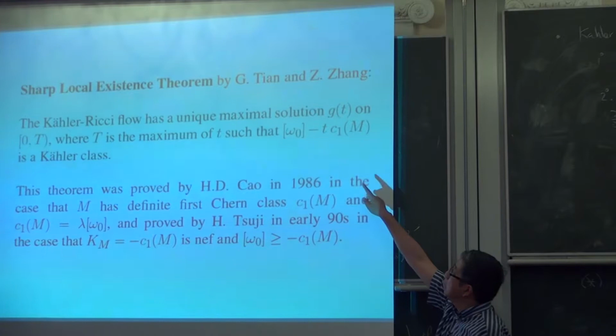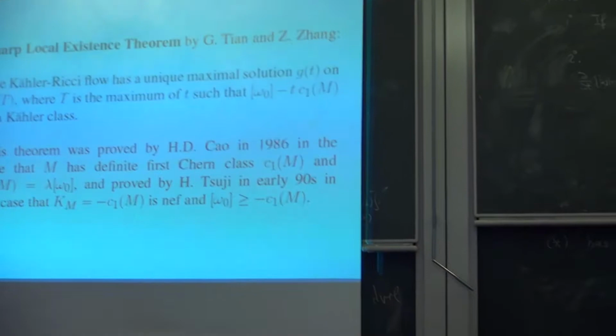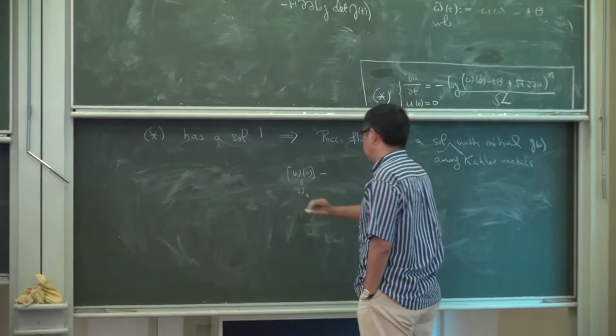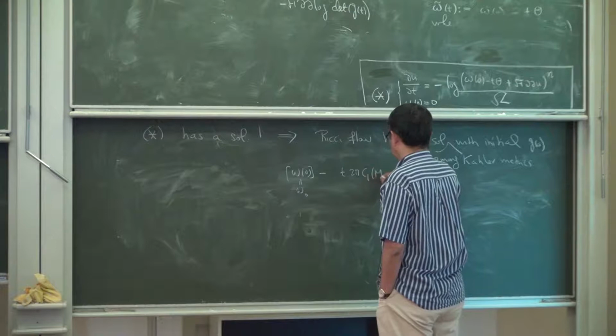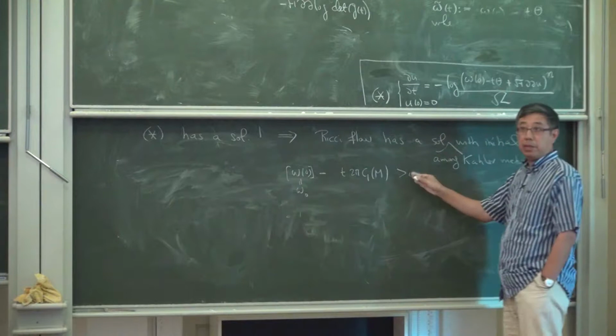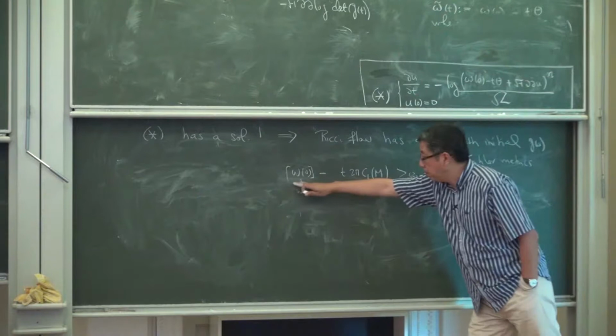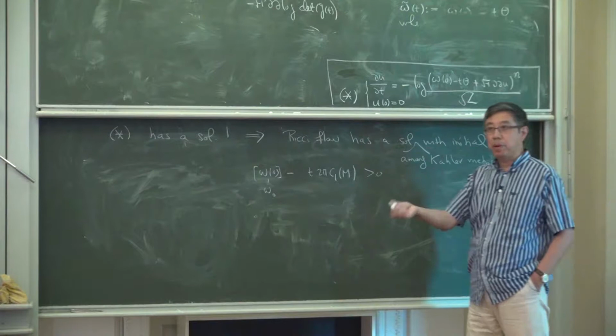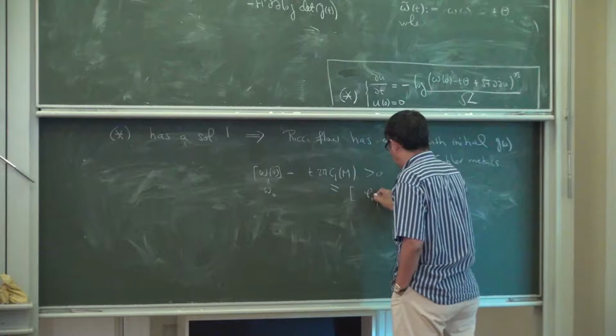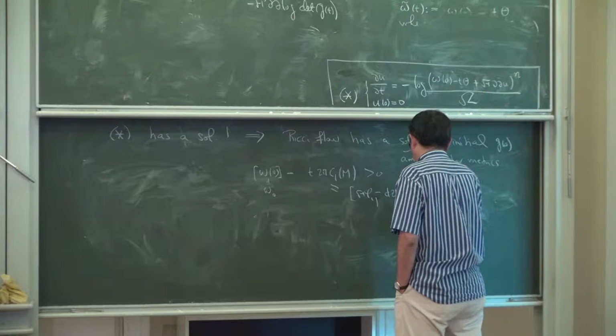Okay. So this condition should be: this is omega 0, plus t times 2 pi of the first Chern class in our notation here. This is positive. That means it has a Kahler class. It has a positive (1,1) form. So this cohomology class can be represented by some form which is positive. Okay, so this is represented by some ij bar, dz_i locally, such that this matrix is positive.